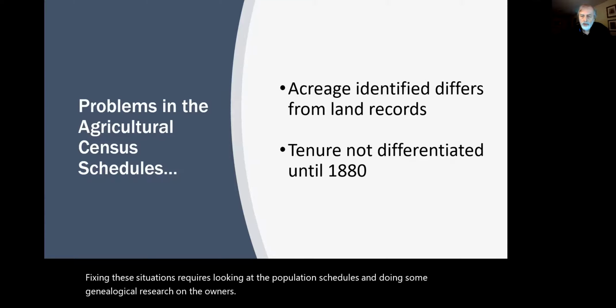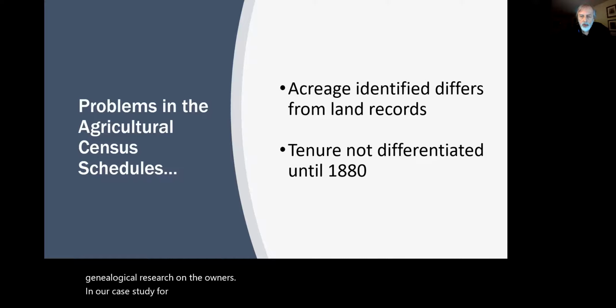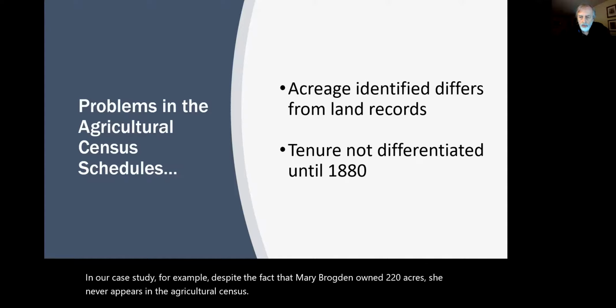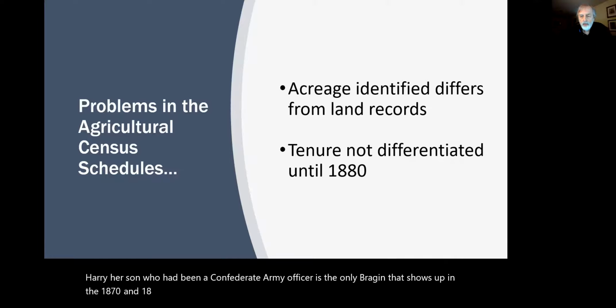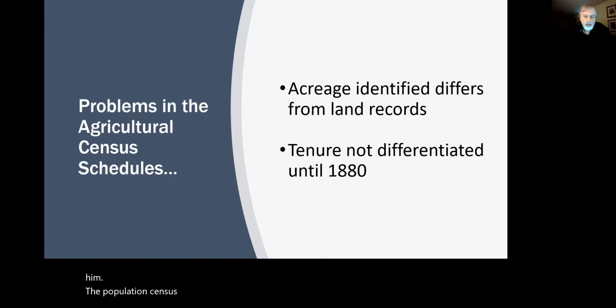In our case study, for example, despite the fact that Mary Brogdon owned 220 acres, she never appears in the agricultural census. Harry, her son, who had been a Confederate Army officer, is the only Brogdon that shows up in the 1870 and 1880 agricultural census, despite the fact that the land was never conveyed to him. The population census schedules shed some light on this situation.